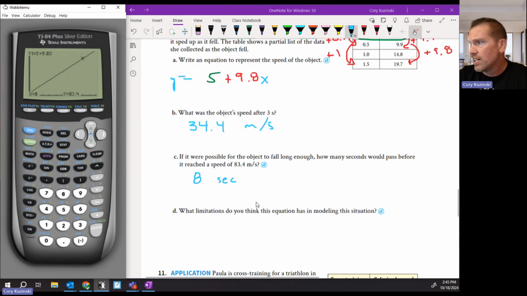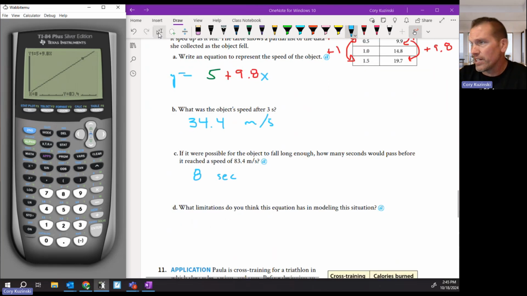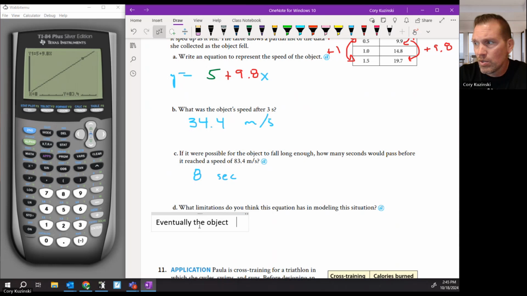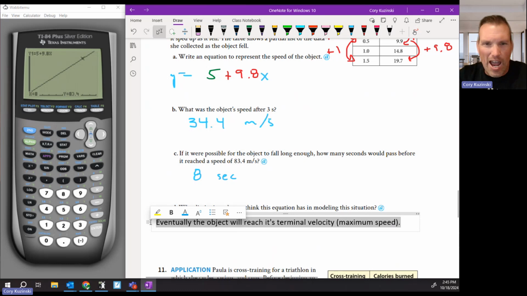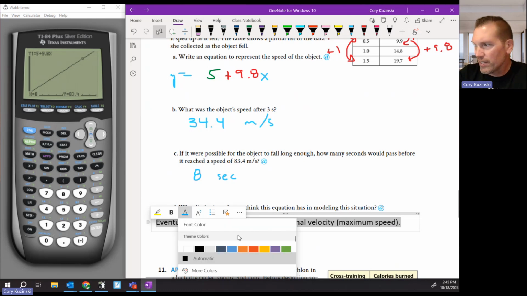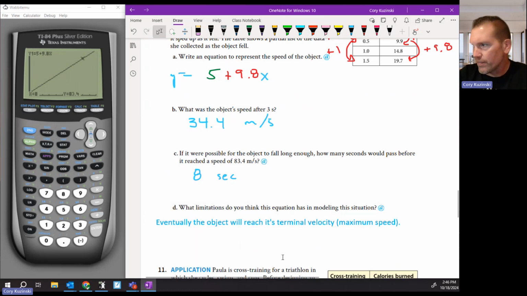What limitations do you think this equation has in modeling the situation? Eventually, the object will reach its terminal velocity, maximum speed. It just doesn't keep getting faster forever, because eventually the drag of the wind and the friction with the air, it just maxes out. So it's not going to just keep getting faster and faster as long as it falls.